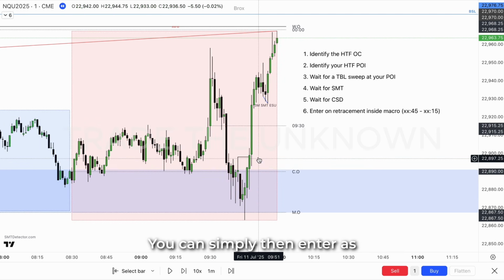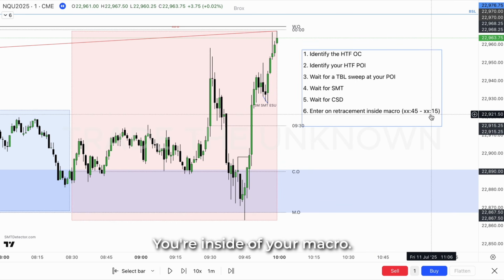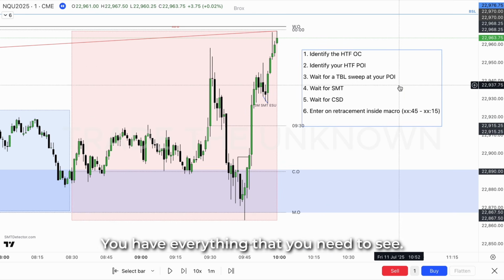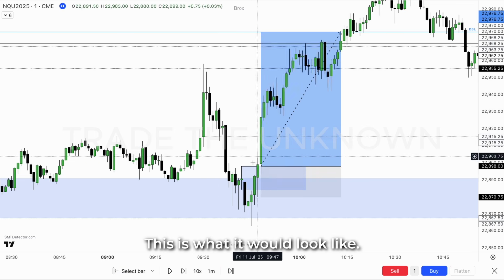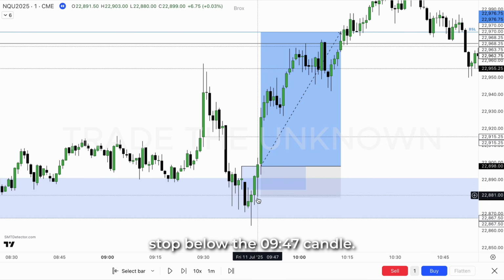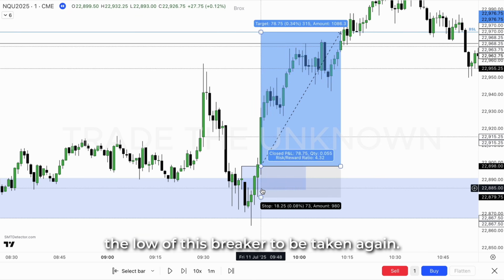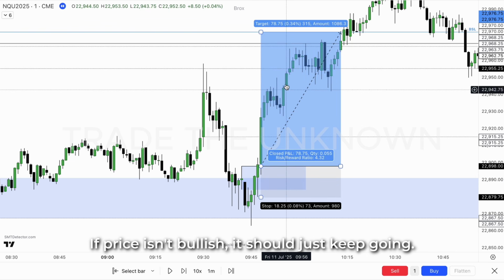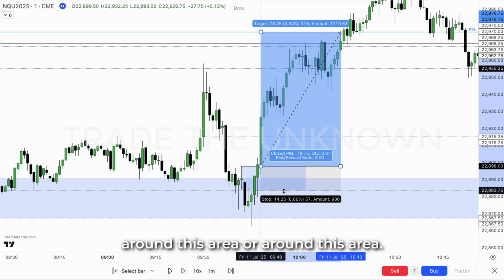You can simply then enter as the time is 9:48. You're inside of your macro. You have everything that you need to see, and you already know that price is going to go towards the target. This is what it would look like. You enter on this retracement into this breaker, and you can have your stop below the 9:47 candle. So you don't really anticipate the low of this breaker to be taken again. If price is bullish, it should just keep going. And that's why you can have your stop around this area or around this area.